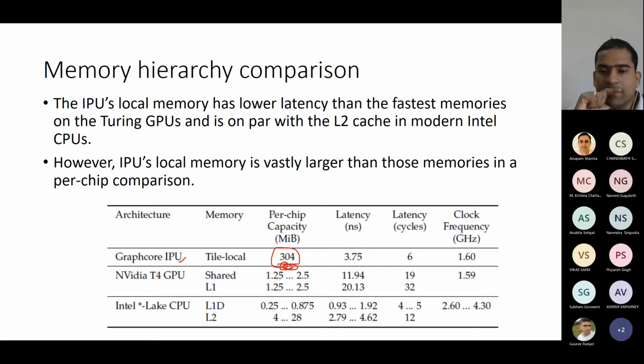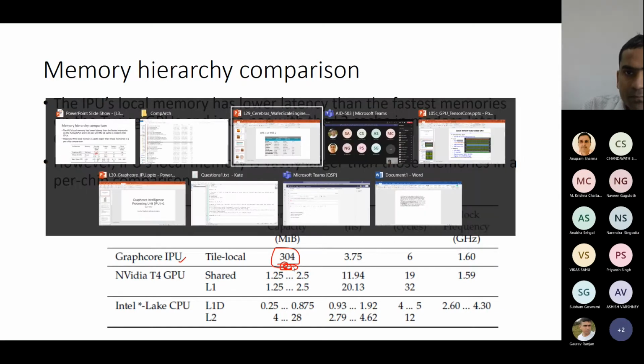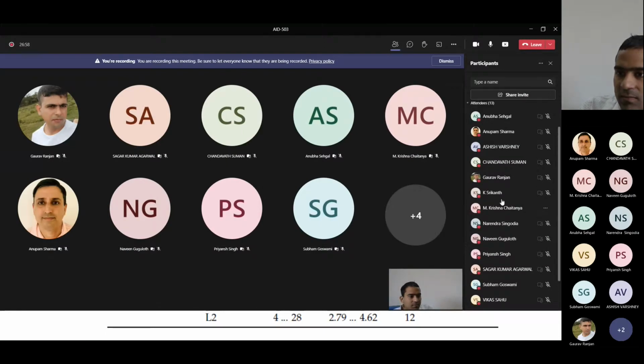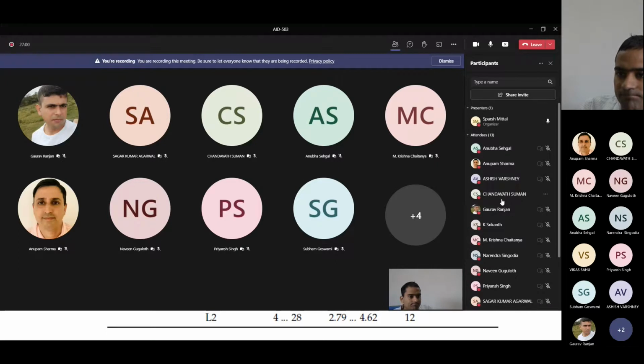How do you get this number? Yes, Subham, Vikas, Suman, Anubha? How do you get this number, 304 megabytes?